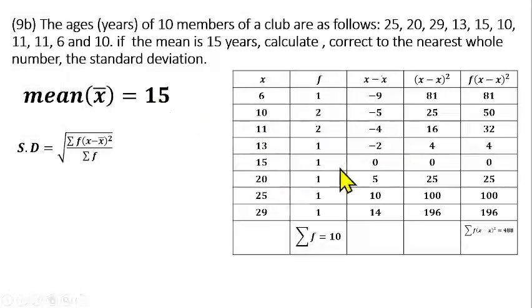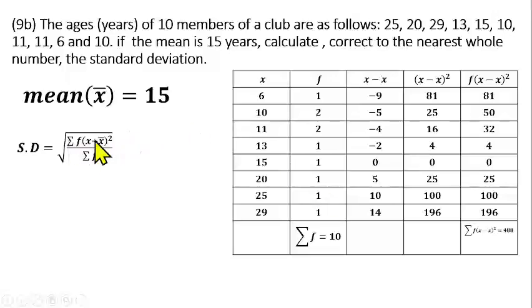15 minus 15 is 0. 20 minus 15 is 5. 25 minus 15 is 10. 29 minus 15 is 14. So this is our x minus x bar. Then we have to square it now, x minus x bar squared. So square this. We have 81, 25, 16, 4, 0, 25, 100, 196.